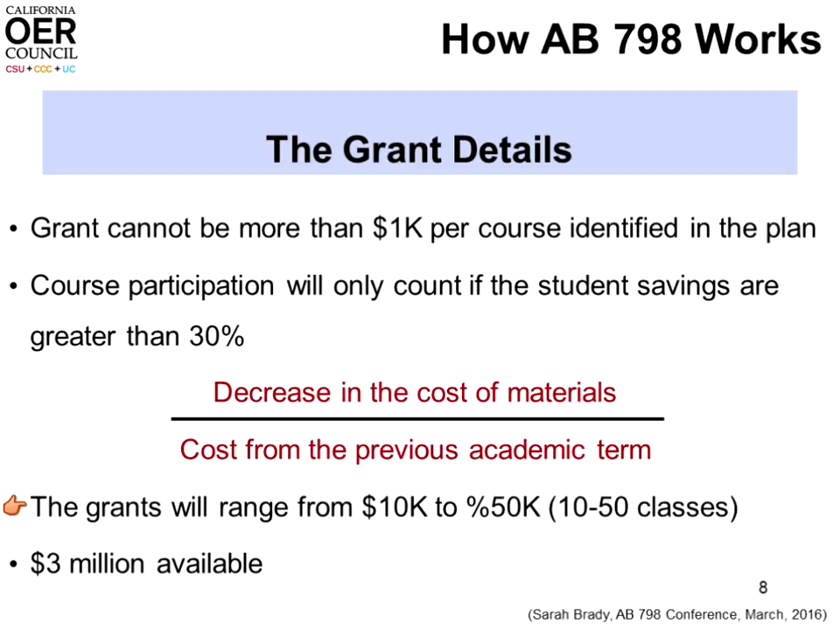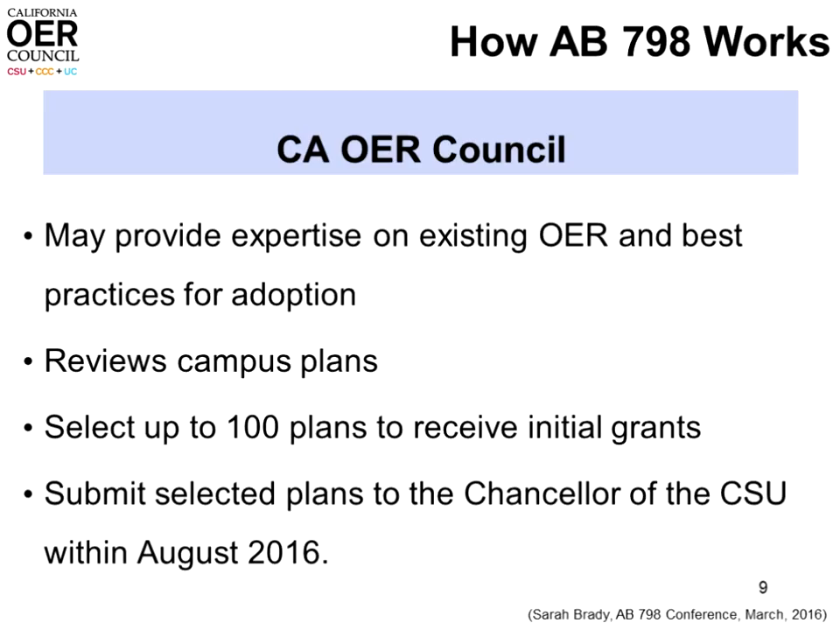And so the grants, as I mentioned earlier, can range from each campus requesting a minimum of $10,000 and a maximum of $50,000. So that could be 10 to 50 classes or course sections, either way. And then, of course, you're probably aware, maybe not, that there is about $3 million of state money available for this entire project, and we're hoping to spend all of that in the first year.